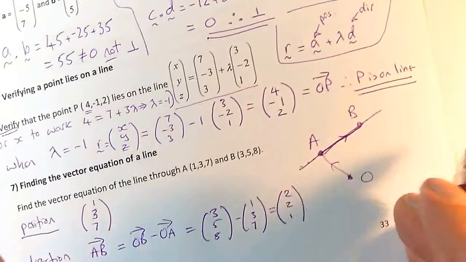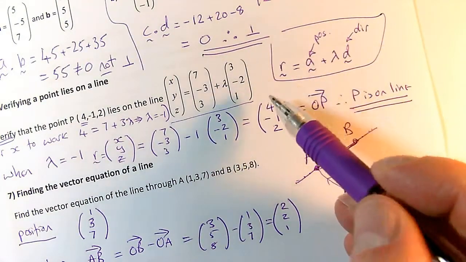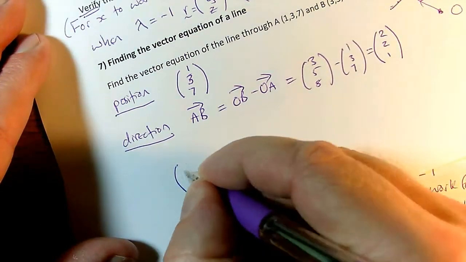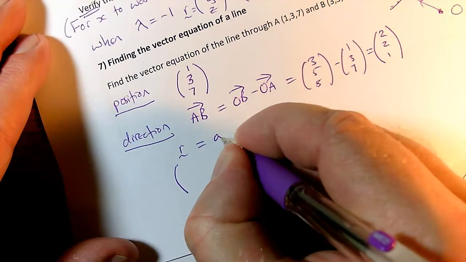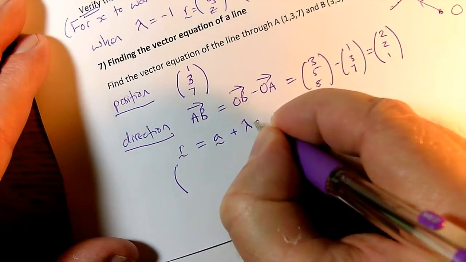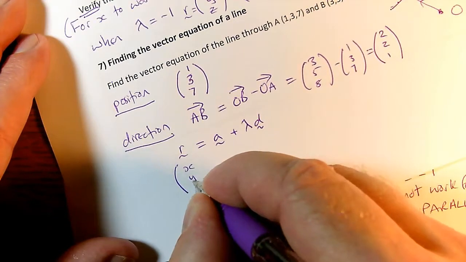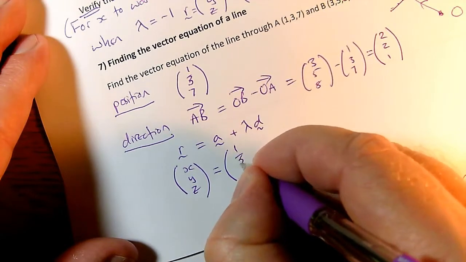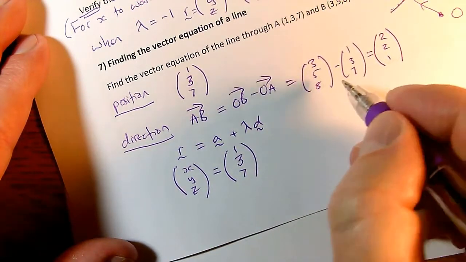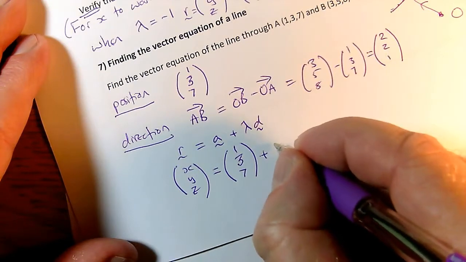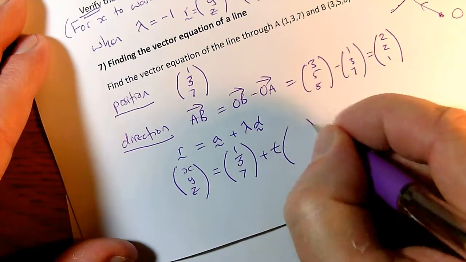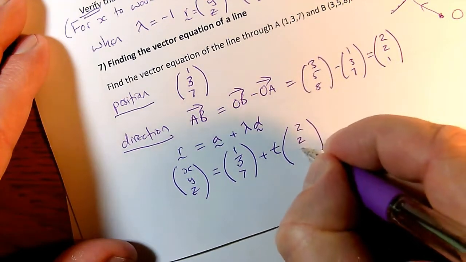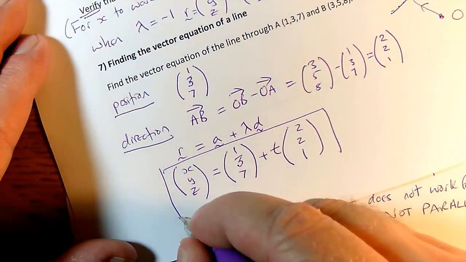Now using this template, I've got a recipe for setting up the equation of the line. So I've got r equals a plus a parameter times d, lambda times d. So I could write r, but I'm going to write x, y, z instead, equals my a, which is 1, 3, 7. My plus lambda, I could use lambda, but I'm going to be a daredevil. I'm going to use t instead. And my direction vector I got is 2, 2, 1. So that is my equation of the line.